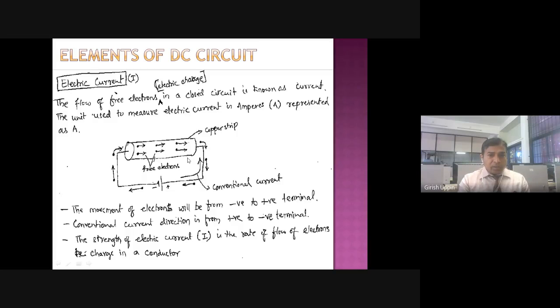So this is a simple circuit here. You can see a copper strip is connected to a voltage source, and there is a flow of electrons. So the flow of electrons is from the negative plate to the positive plate of the voltage source. For all our analysis purposes, we will take only the conventional direction of the current, that is, current flows from the positive plate to the negative plate. And what is the strength of electric current?